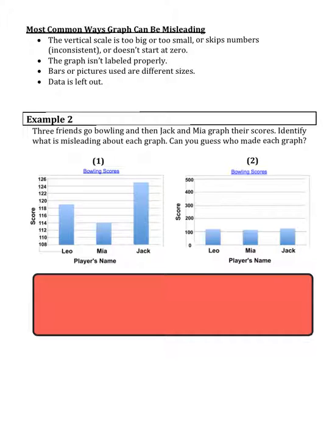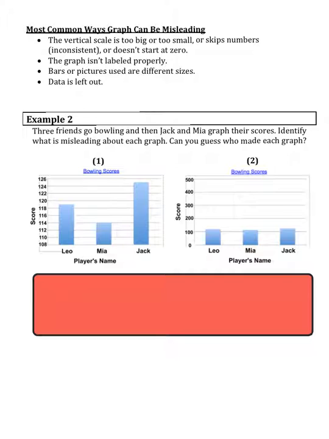Okay, let's look at example 2. 3 friends go bowling, and then Jack and Mia graph their scores. So there's 3 people bowling. Leo does not graph his scores. I'm telling you that Jack and Mia have created these graphs. I want you to identify what is misleading about each graph, and also I want you to take a guess. Could you guess who would have a motive to make each graph? This would be a great point to pause the video and try this one on your own, and then press play to go over it.